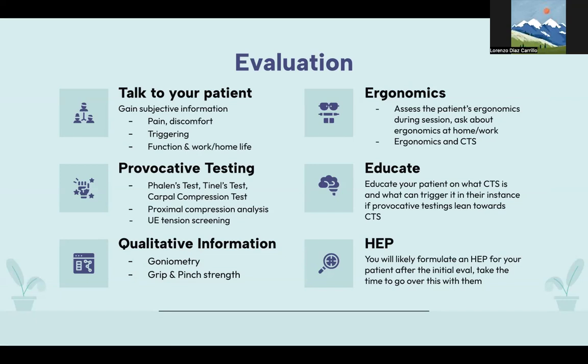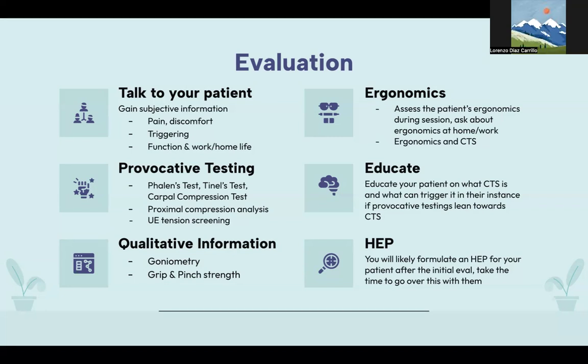So as mentioned in previous slides, some of the most common provocative tests that can be useful are the Phalen's, the Tinel's, and carpal compression, which test directly at the carpal tunnel. But you can also perform an upper extremity tension screening. Essentially, you test the three major nerves within the upper extremity, the median nerve, the ulnar nerve, and the radial nerve, and have them perform different types of nerve glides and assess which nerves might be irritated or feeling tight perhaps. Performing these bilaterally will be useful for them.